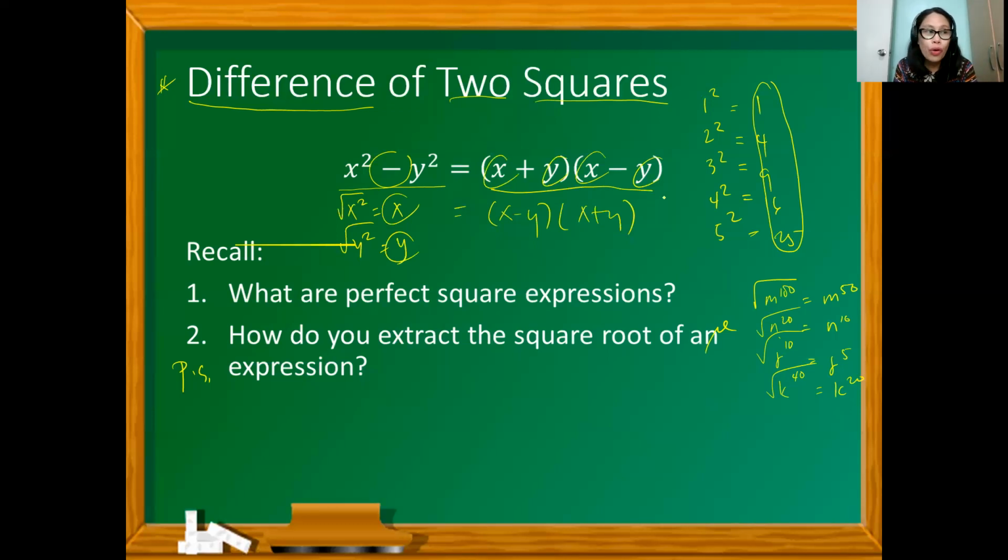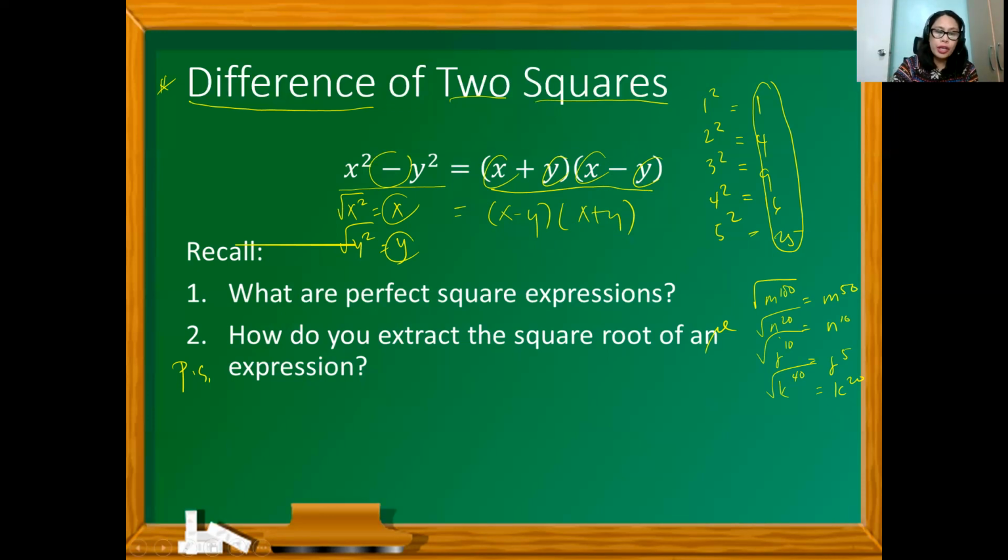Remember that the order of factors in multiplication does not matter. Whether you consider this as your first factor or this as your second factor, it doesn't matter. Take note that one must be subtraction and the other one addition. It should not be both subtraction nor both addition.